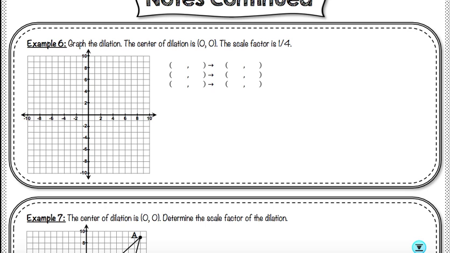Okay. We have a few more examples. We have 2 more examples and then some practice questions to answer. So example 6 says graph the dilation. The center is 0, 0. The scale factor is 1/4. We're going to have to be doing a little bit of extra math. We might want to use a calculator for this. We might not. I'm going to give you T, U, and V.